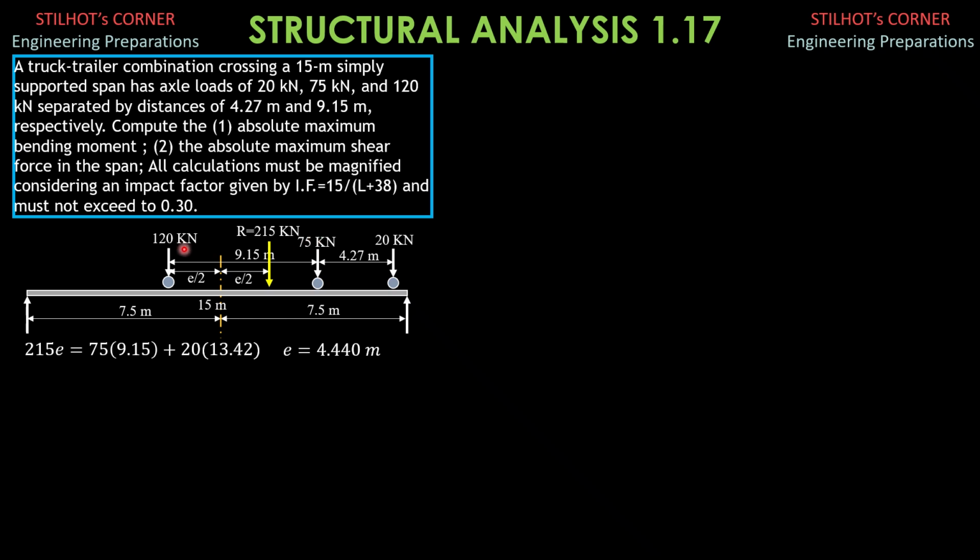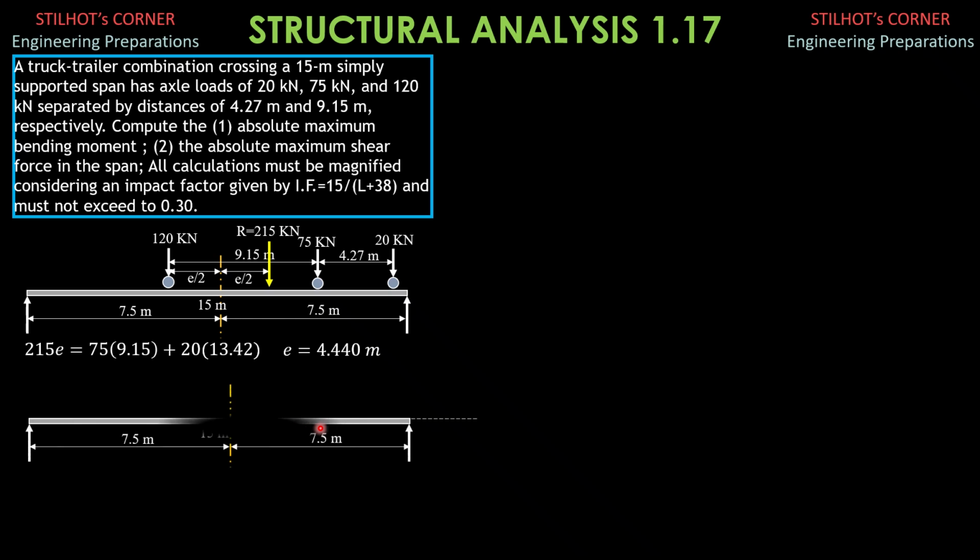Thus, only the 120 kilonewton load and the 75 kilonewton load lie on the span. So let's analyze it again. This is now the situation where the 20 kilonewton load lies outside the span. Therefore, the resultant would just be 120 plus 75. So let's place the resultant and the distance from the center line of the 120 kilonewton load, and the resultant is also E over 2, and let's recompute E for this situation.